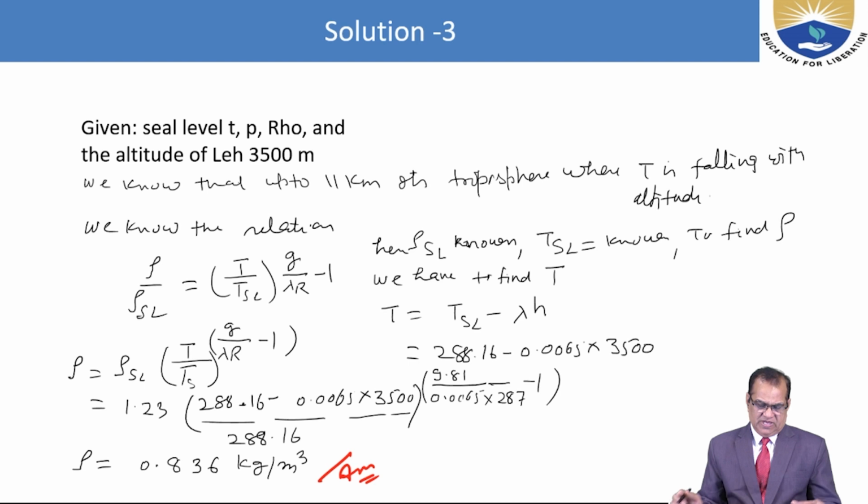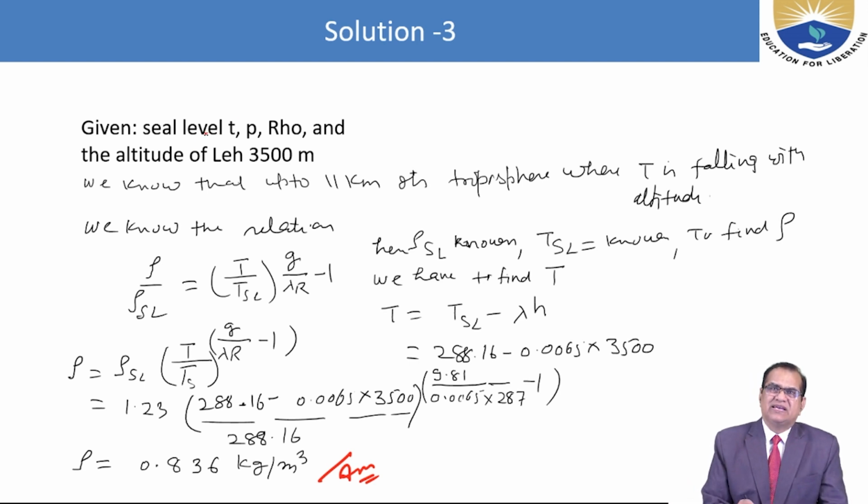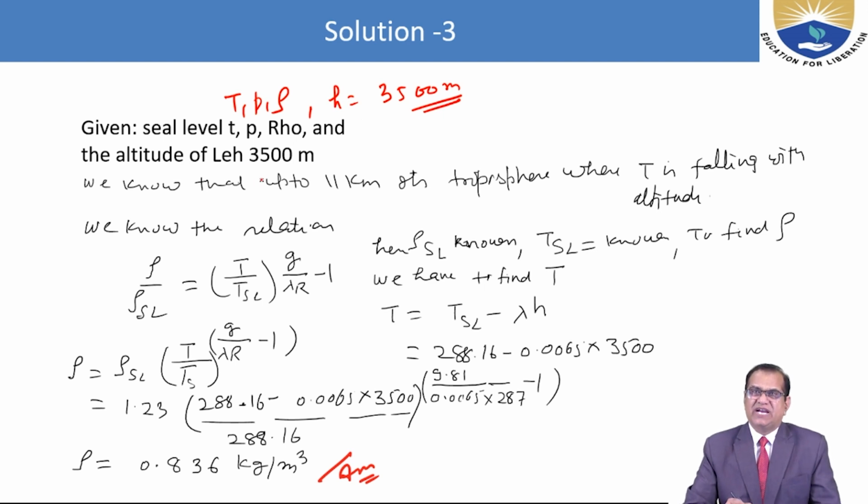So here, given at sea level, the temperature, pressure and density, and the altitude H is 3500 meter. We know that up to 11 kilometer it's the troposphere, where T is falling with altitude. That is called the lapse rate, lambda equals dT by dH, and this will always be less than zero.